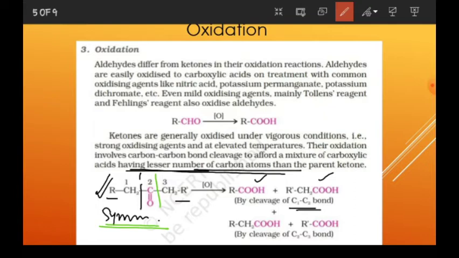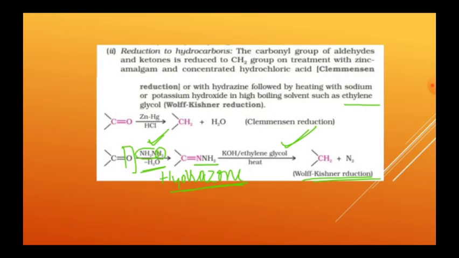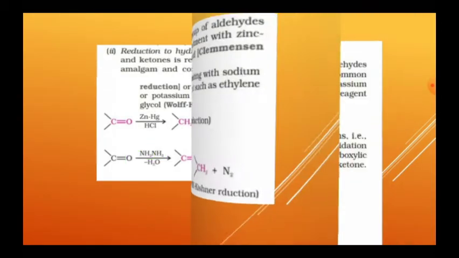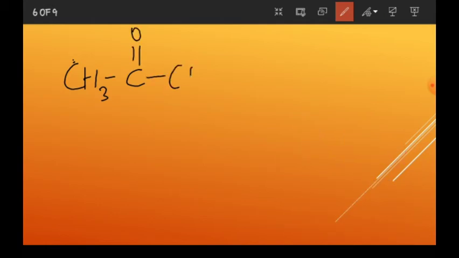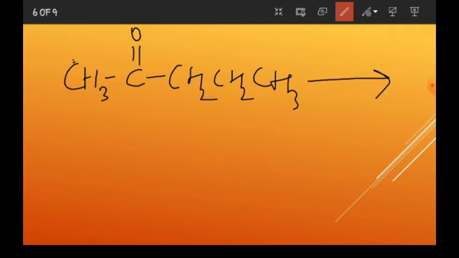But if the ketone is unsymmetrical, let us take an example for this. Suppose the ketone I am having is CH3COCH2CH2CH3. Now this is an example of an unsymmetrical ketone. Now suppose I am doing oxidation in the presence of conc HNO3.